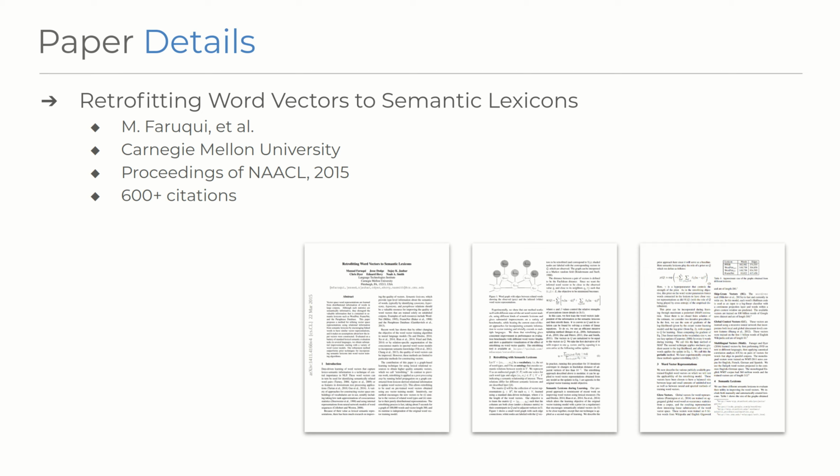The paper we look at today is titled Retrofitting Word Vectors to Semantic Lexicons and was authored by Manaal Faruqui and 5 others from Carnegie Mellon University in Pittsburgh, and was presented at the proceedings of the North American Association for Computational Linguistics in 2015 and has a little over 600 citations at this point in time.